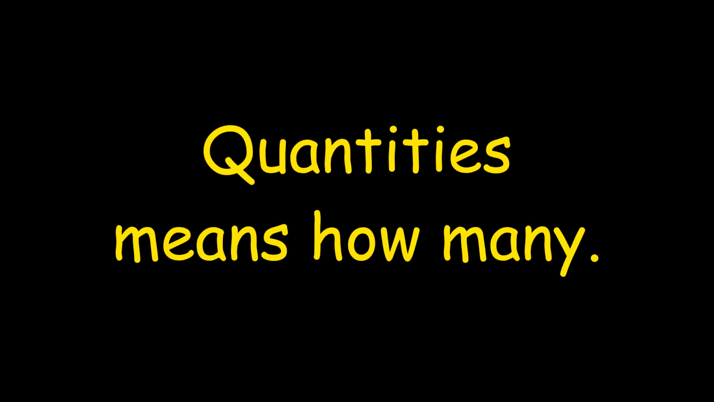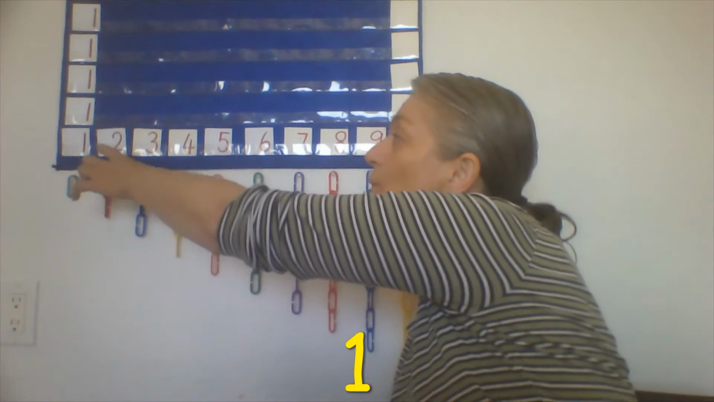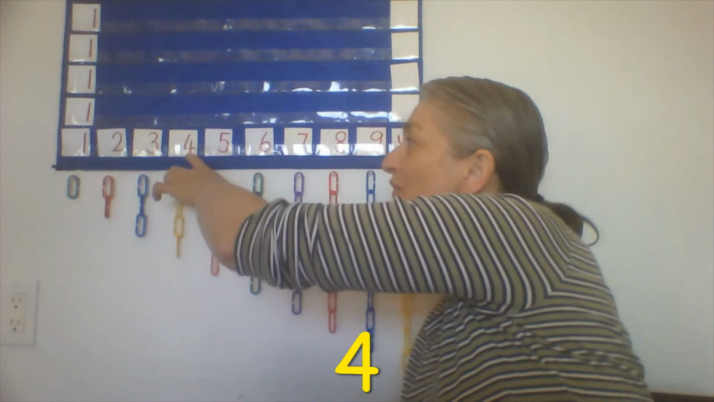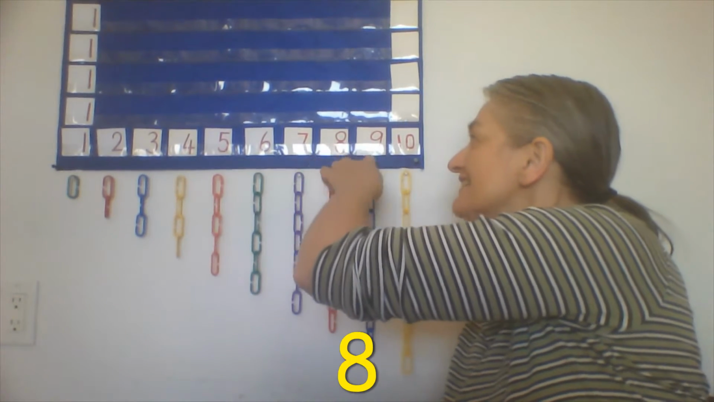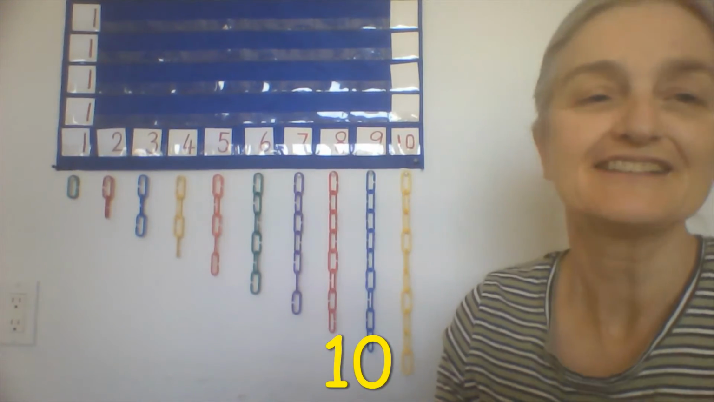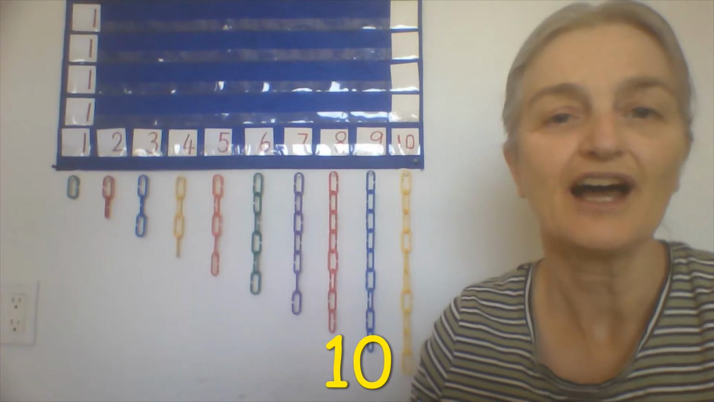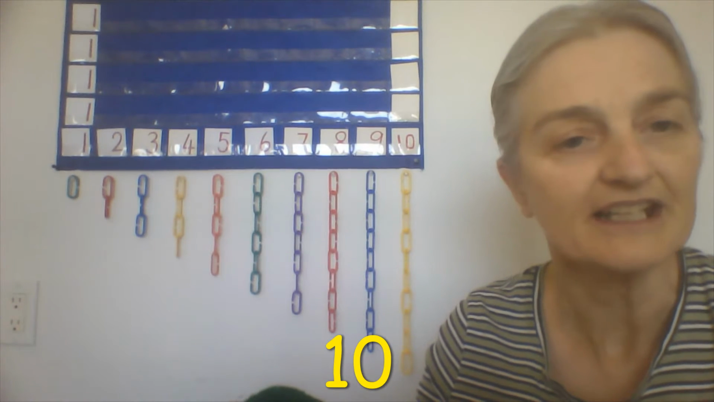Quantities means how many. Hi kids, we're going to talk about quantities. Quantities mean how many. Now you know we have our numbers 1, 2, 3, 4, 5, 6, 7, 8, 9, 10. And underneath the numbers I have put how many each number is, right?